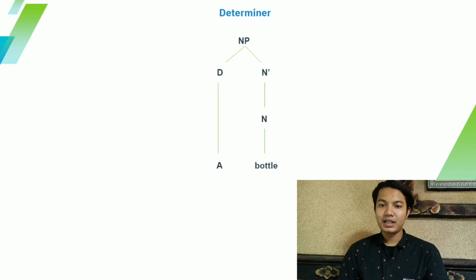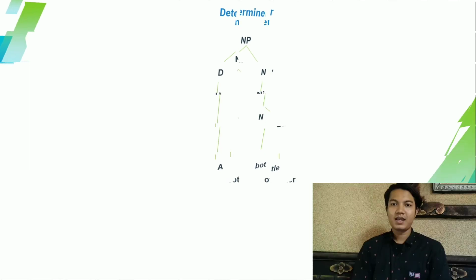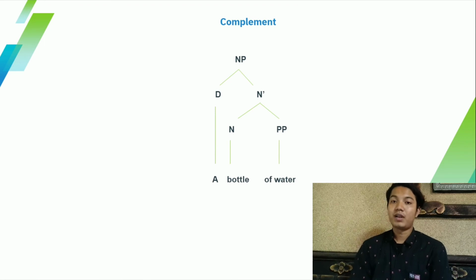The next noun phrase is with determiner. The diagram becomes noun phrase expand to determiner and noun bar. Then noun bar produces a noun. Next is the diagram of noun phrase with complement. The difference between this diagram and the previous one is the addition of preposition phrase of water as a complement of this phrase. It becomes noun bar expand into noun and preposition phrase of water.